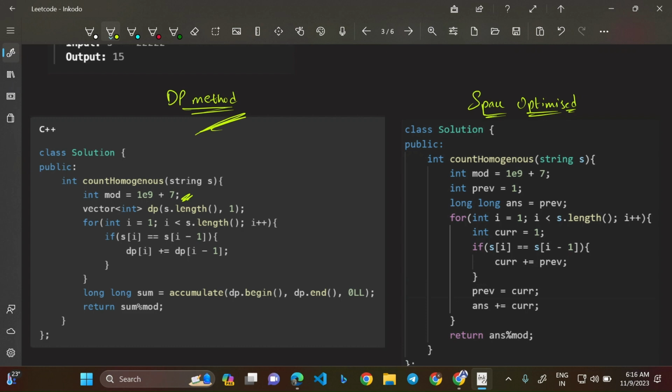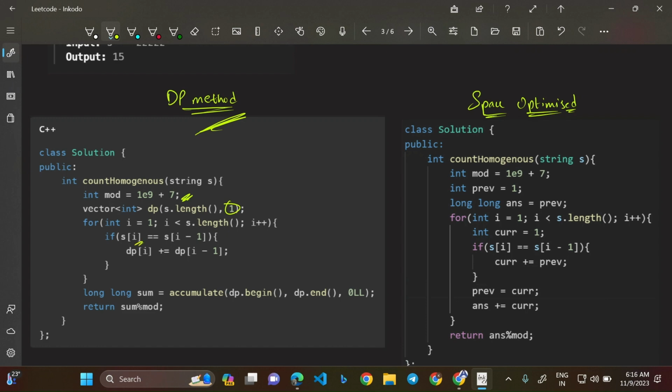First I've taken DP of s dot length of n comma 1, because every individual character will be constituting a one length homogeneous substring. That is the reason every index will be having 1. So for int i equal to 1, i less than s dot length, i plus plus.